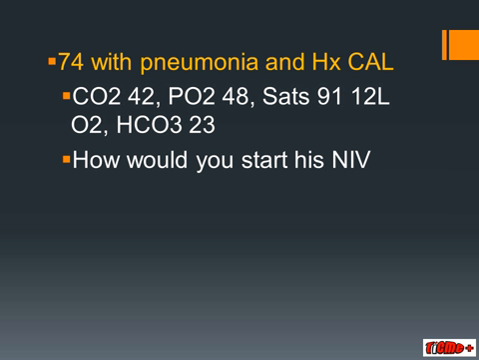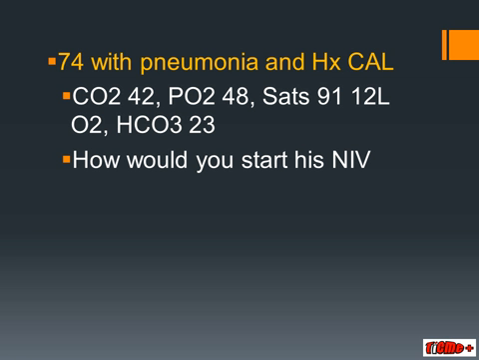Okay, a slightly more challenging one now. A 74-year-old patient with a history of COPD comes in with pneumonia. You do an ABG when they arrive, and you notice that the CO2 is 42, the PO2 is 48, and the bicarb's 23. You also notice that they're on quite a significant amount of oxygen to achieve SATs of only 91%. You think this patient needs to start NIV?